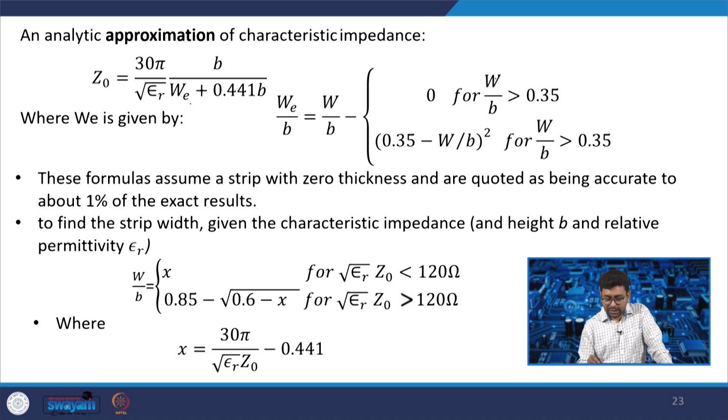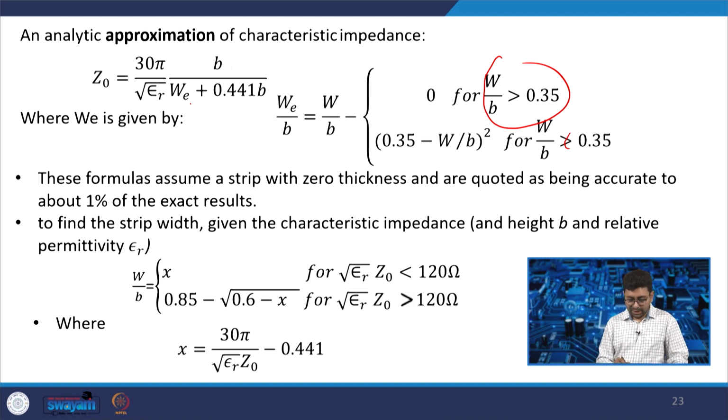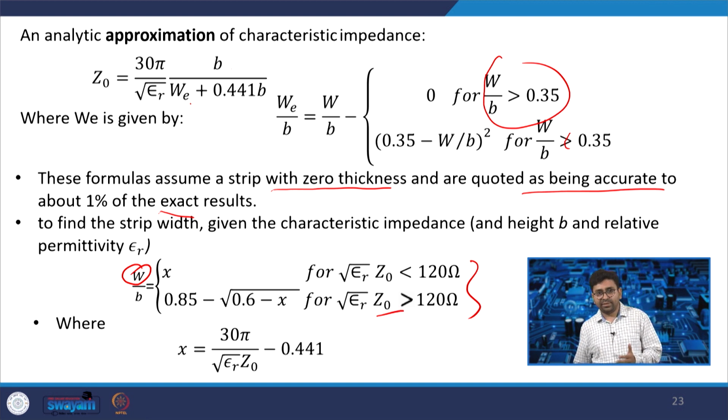You can consider this for W by b greater than 0.35, or for W by b less than 0.35. These formulas assume a strip with zero thickness and are quoted as being accurate to within 1% of the exact value. If you use this equation, you can find the value of width for whatever Z naught you require. These equations come from the complex Maxwell equation analysis of the transmission line. You can also use a line calculator to find the effective width for the Z naught.